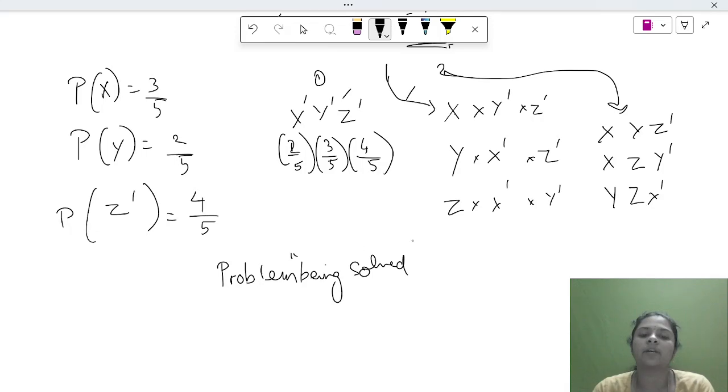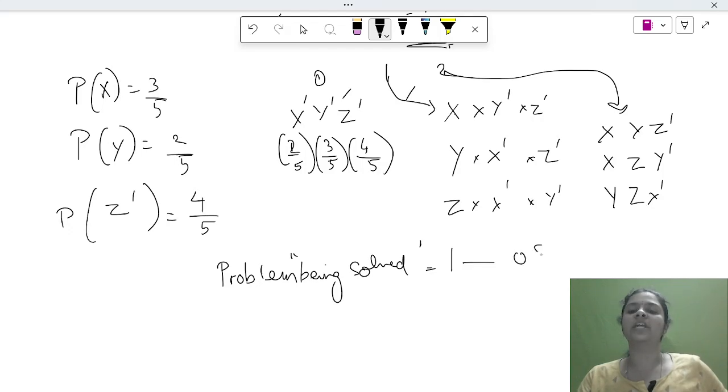This is a repeated question. Problem solved, they are not saying who is solving the problem. Either X can solve or Y can solve or Z can solve or 2 people can solve or 3 people can solve. So problem being solved means we can write 1 minus 0 solving. The only time when the problem will not be solved is if no one is able to solve it.